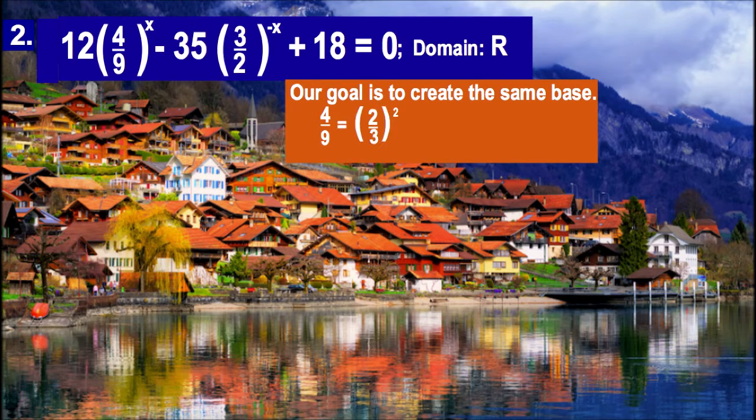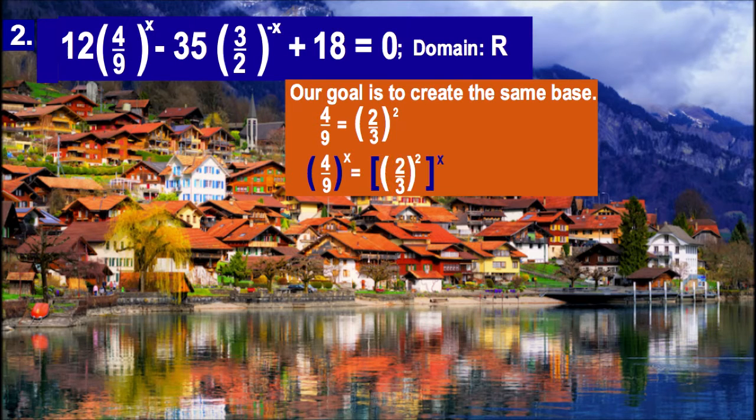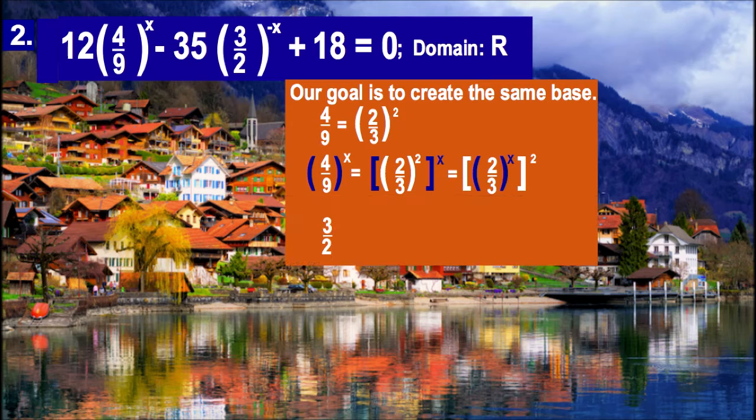4 over 9 equals 2 over 3, everything squared. 4 over 9 raised to the x equals 2 over 3 raised to the second, everything raised to the x, which equals 2 over 3 raised to the x, everything raised to the second. 3 over 2 is equal to 2 over 3 raised to the negative 1.